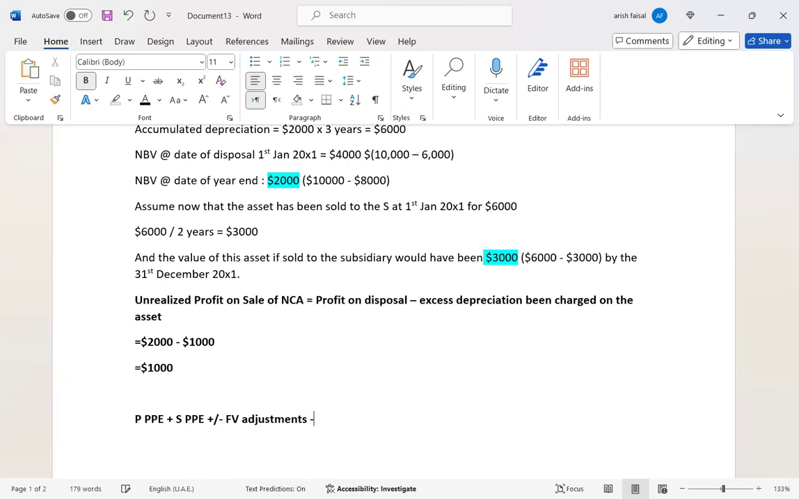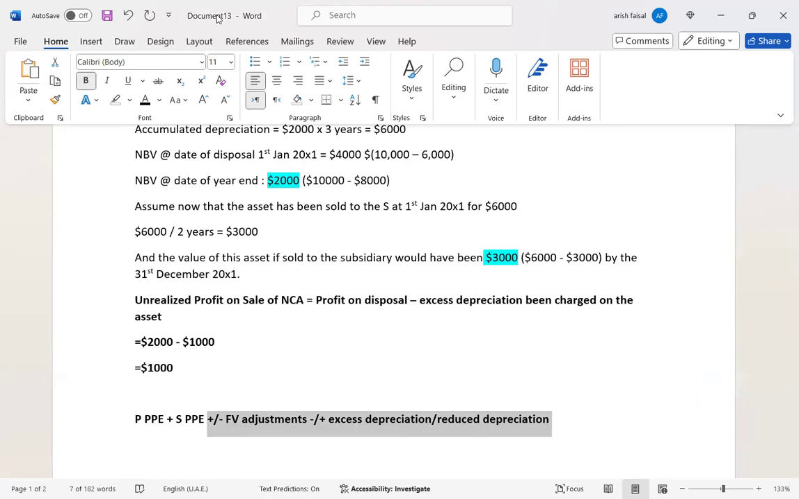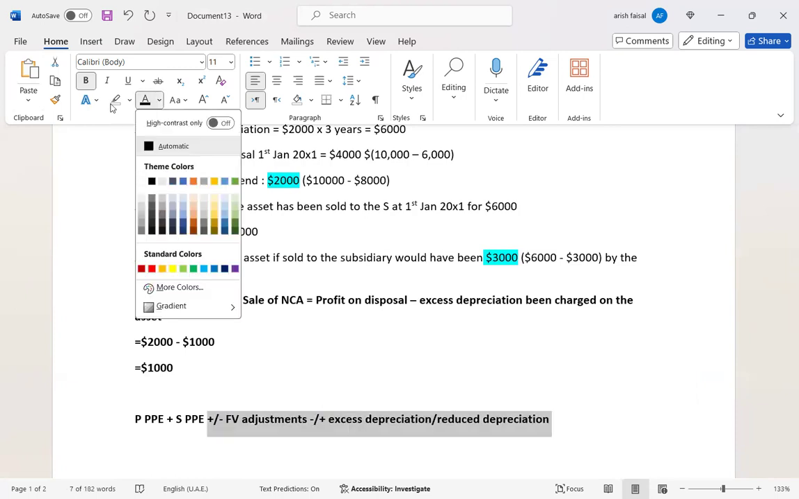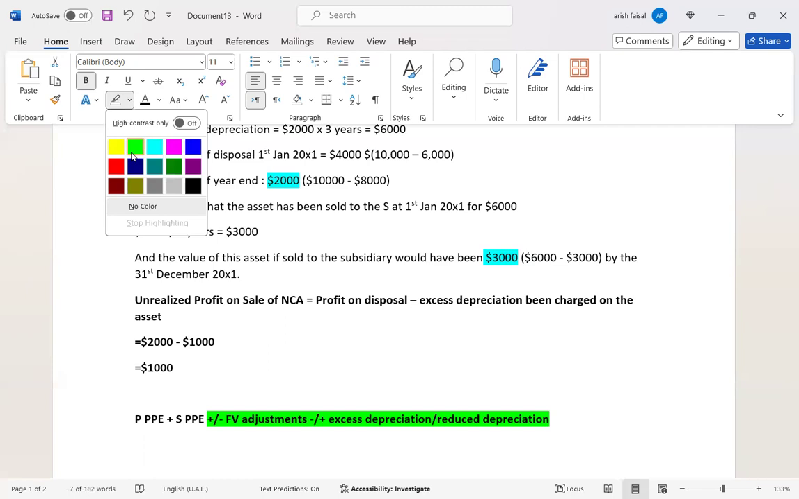Likewise, for excess depreciation, what you simply do is deduct, but in case there is less depreciation, then that will actually increase the value of the asset. So excess depreciation or reduced depreciation is basically a part of your fair value adjustment. So fair value adjustments are done net of your depreciation part. Okay, so that's one thing.